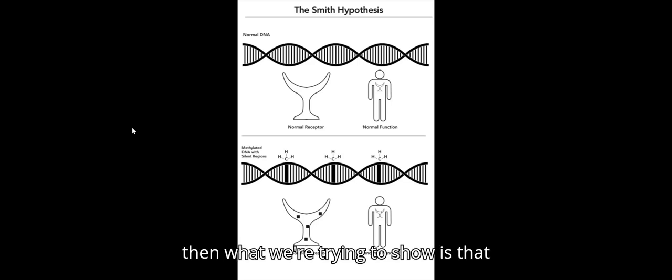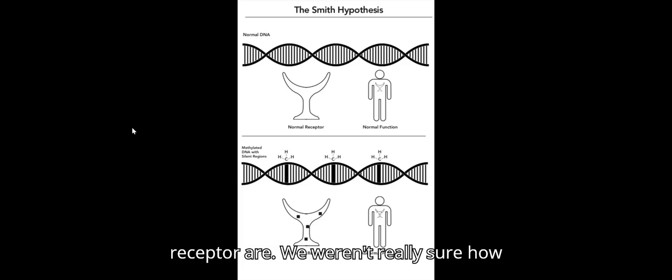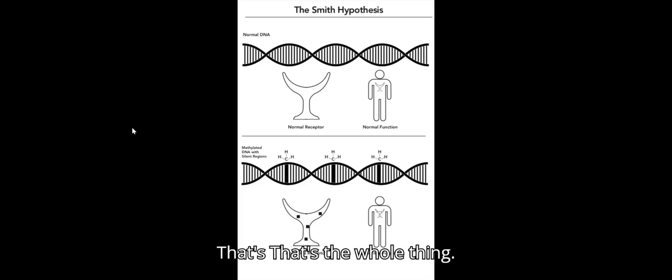And then what we're trying to show is that once you get some of your DNA turned off, it makes an abnormal receptor. That's what the little dots on the receptor are. I wasn't really sure how to draw an abnormal receptor, and so that was what we came up with. And an abnormal receptor is functioning in the body abnormally. That's the whole thing. There it is right there. It's not that hard to understand.